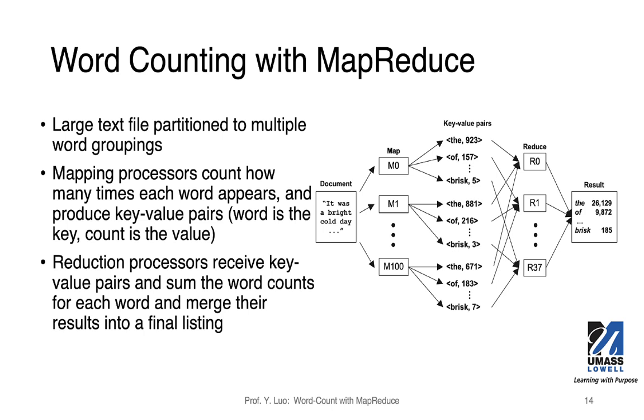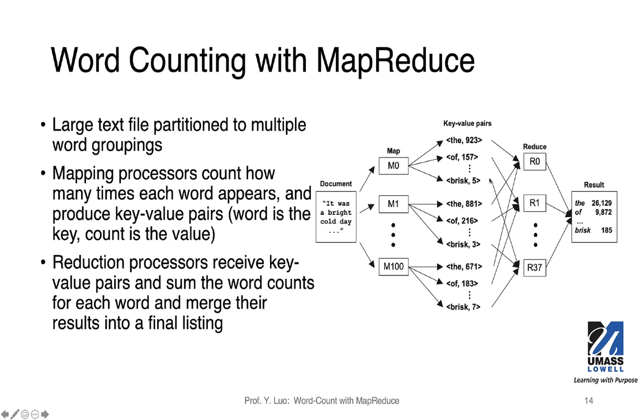If we use MapReduce, we can follow the MapReduce paradigm to first partition a large text file into multiple work groups. In this process, we use mapping processors to count the number of times each word appears in a text. And on these mapping processors, we produce key value pairs, where the word is the key, count is the value, and this count is locally obtained on this map processor.